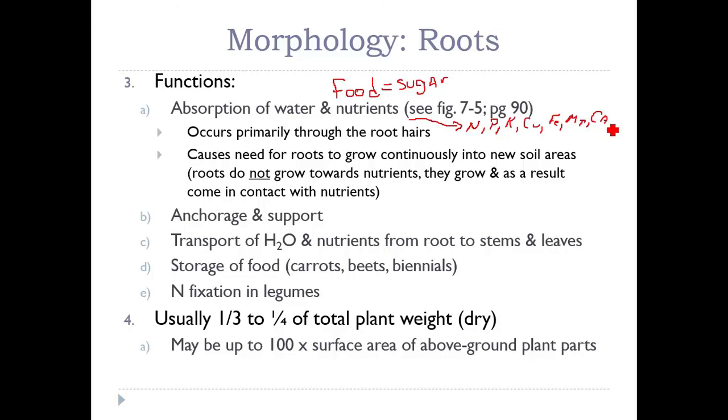Roots also function in anchorage and support. They hold the plant down. Plants don't get up and walk around. There are some plants that do pull up their roots and go, sometimes as a means of seed dissemination. Tumbleweed is a good example of that, but by and large plants stay in one place. They transport water and nutrients from the root to the upper parts of the plants where they're used. They can store food, being sugar, remember, or starches in some cases, sugar being converted to starches. So we also could refer to food as sugar or the stored form of starch.